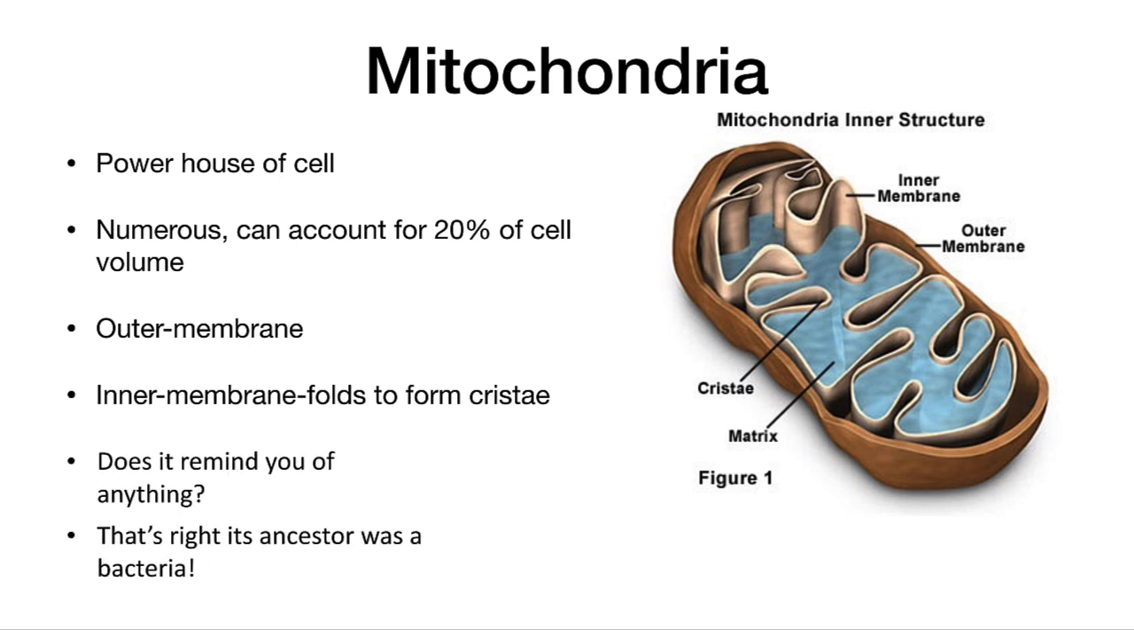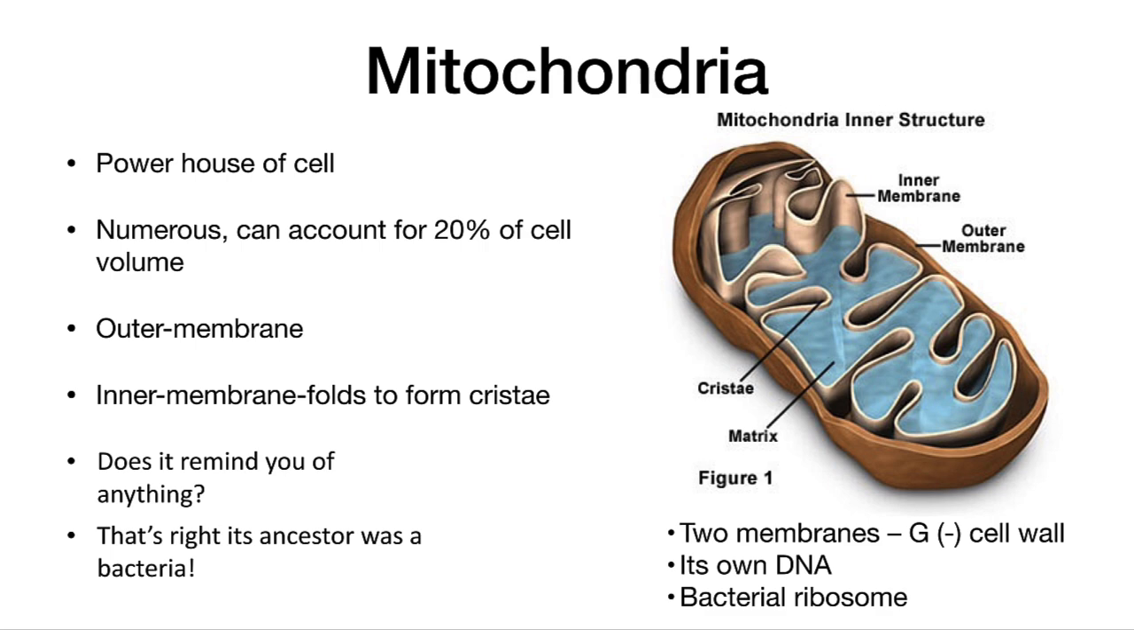That's right, they resemble gram-negative bacteria. Is it possible that mitochondria have an ancestor that was a bacterium? It turns out it's true. As further proof, mitochondria have their own piece of circular DNA.